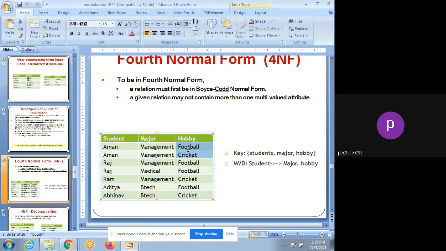So fourth normal form says that the table must be in BCNF, and the table should contain only one multi-valued attribute. In our example, it has two multi-valued attributes. So we have to decompose this table. How can we decompose this table? We can decompose it into two tables. One table has two attributes, student and major. Another table has two attributes, student and hobby.